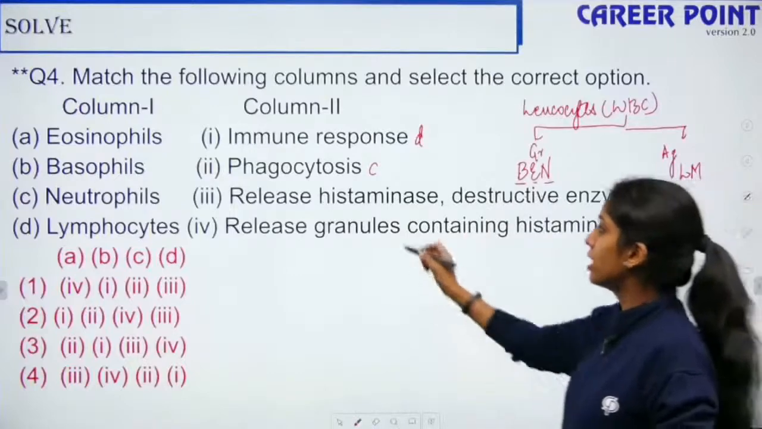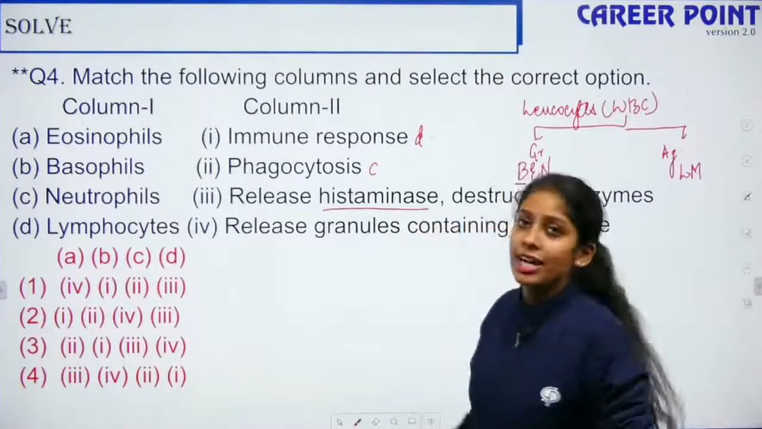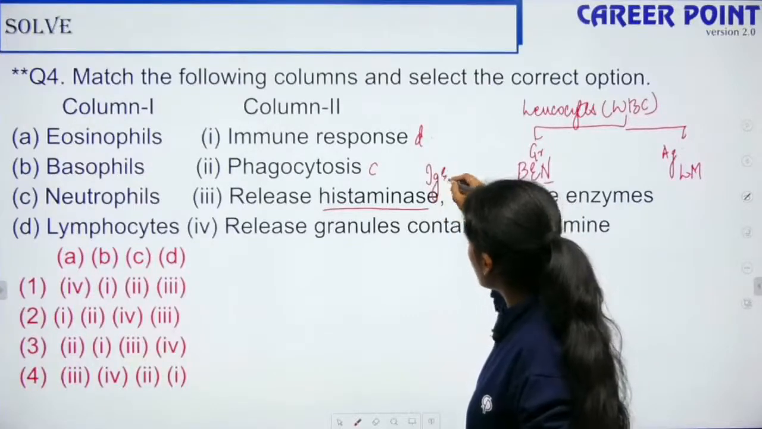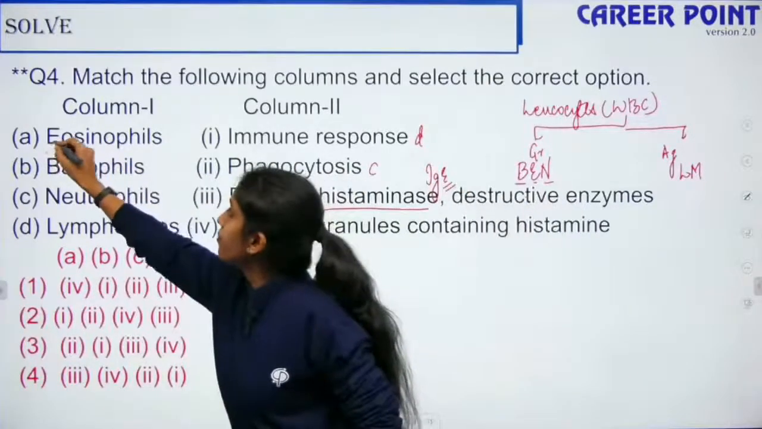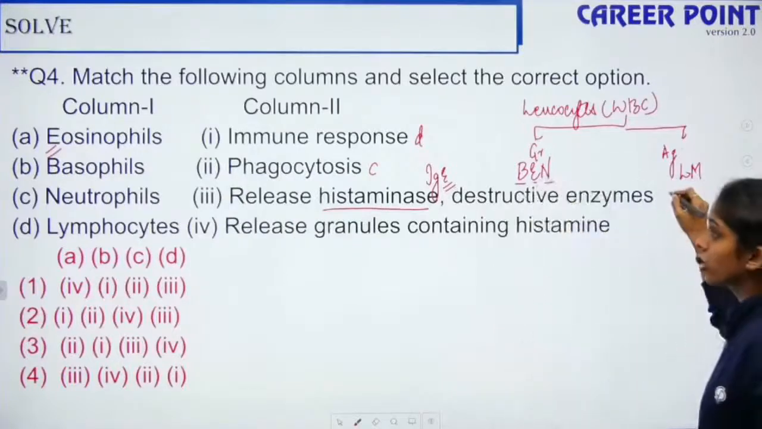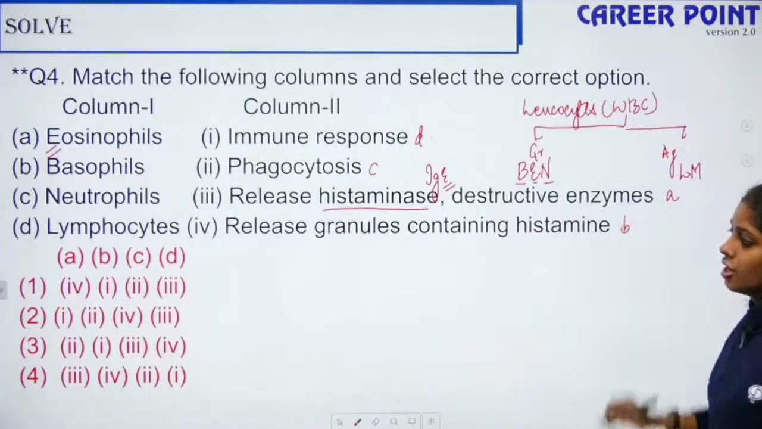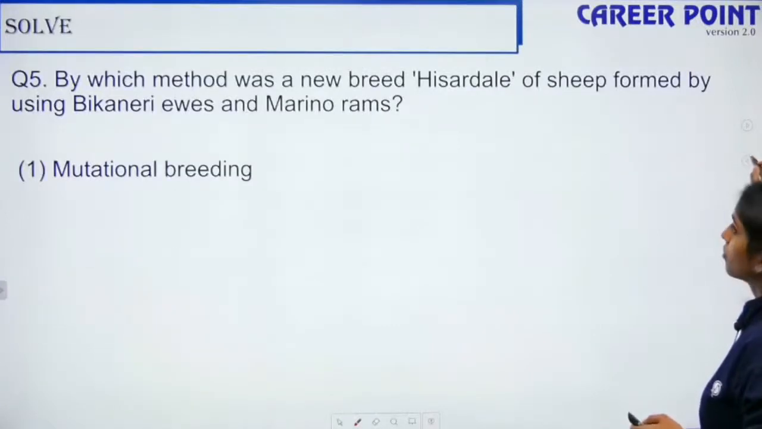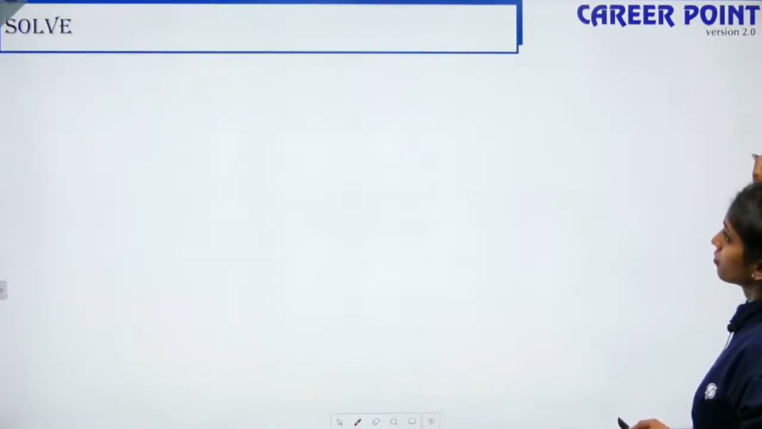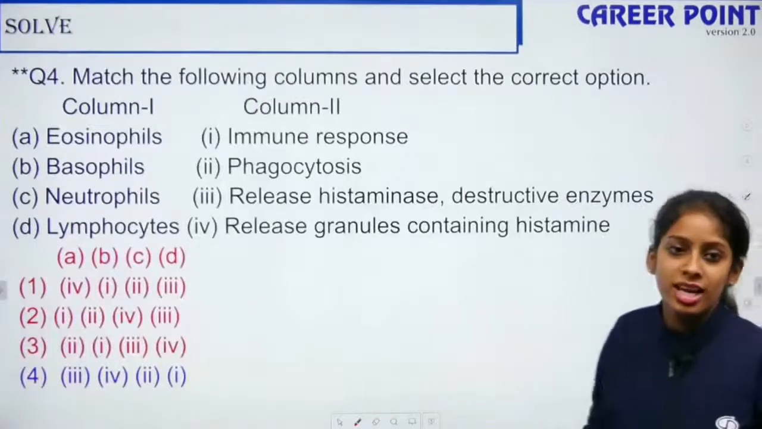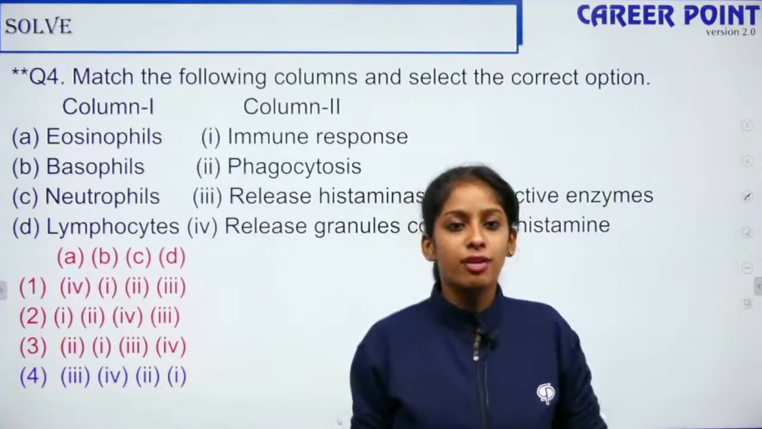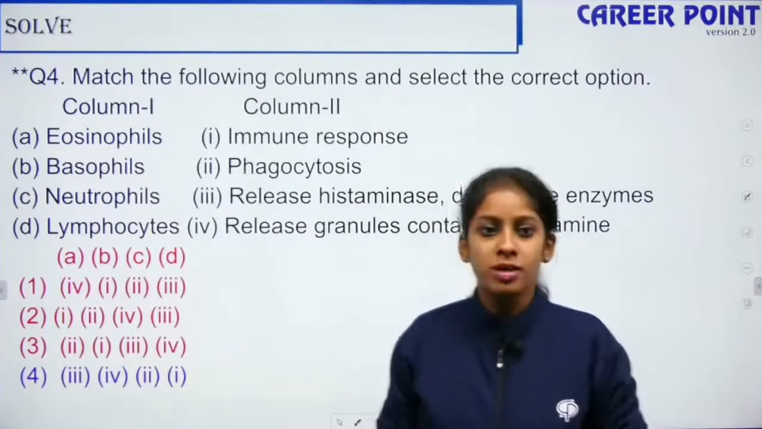Eosinophils release histamine during allergic reaction. Allergic reaction is IgE, so remember E. So this is A and this is B. So the right answer here is option 4. Yes, the right answer here is option 4. Phagocytosis means engulfing of pathogen.